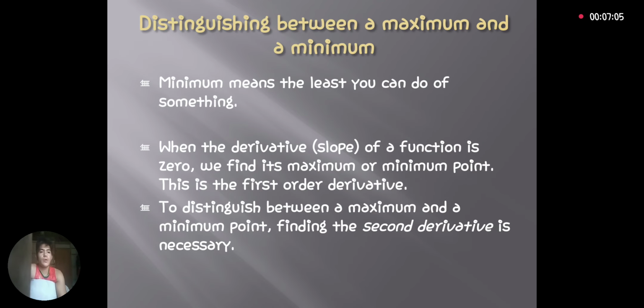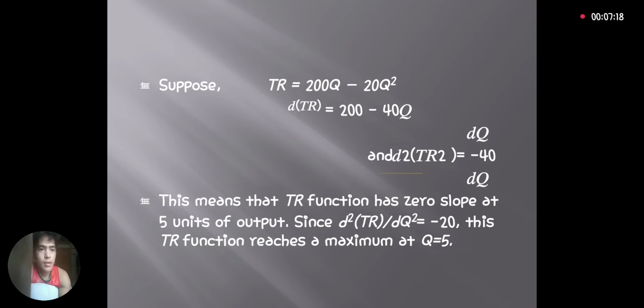To distinguish between a maximum and minimum point, finding the second derivative is necessary. So we have to find the second derivative. Here the total revenue function has 0 slope at 5 units of output, since the second derivative of total revenue over the derivative of q squared is equal to minus 20. This total revenue function reaches a maximum at q equals 5.